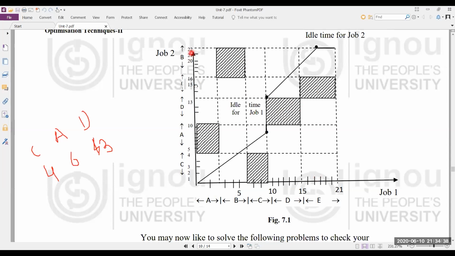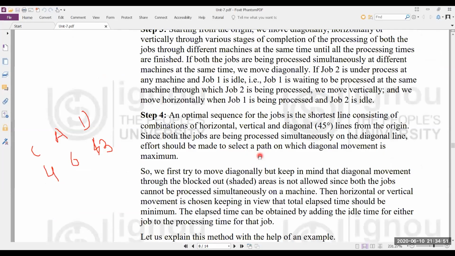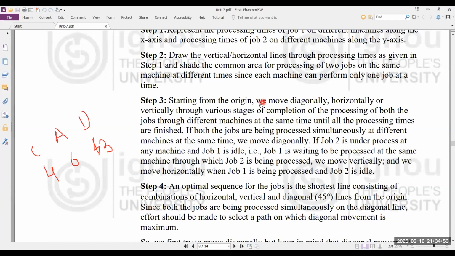Okay, so after marking the A B C D here and the sequence of the machines here, then we cross the area which cannot be possible. And now we come to the third step, that will be starting from the origin and moving diagonally.